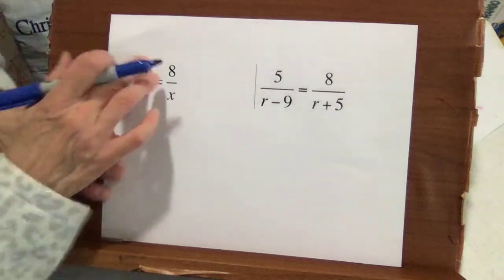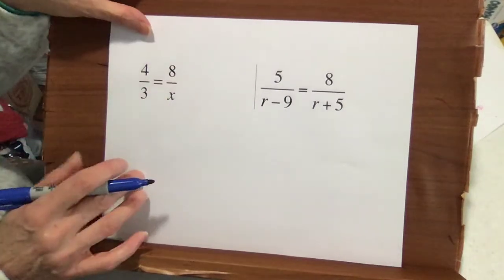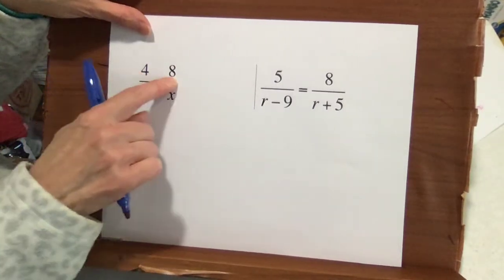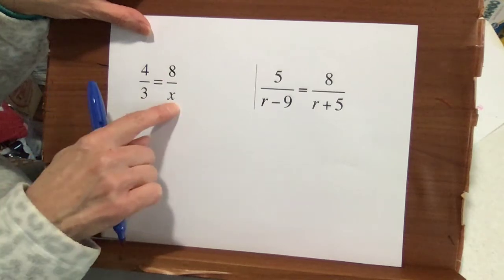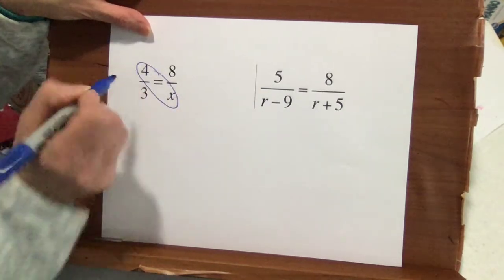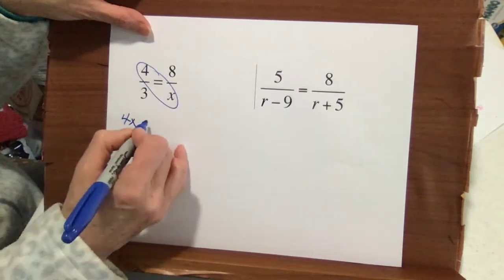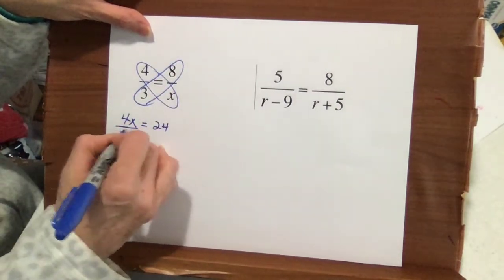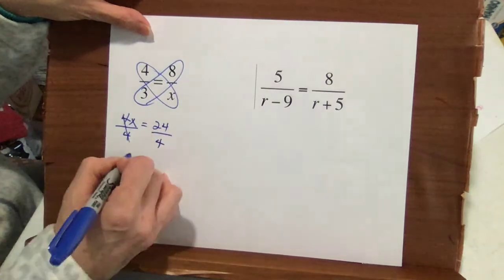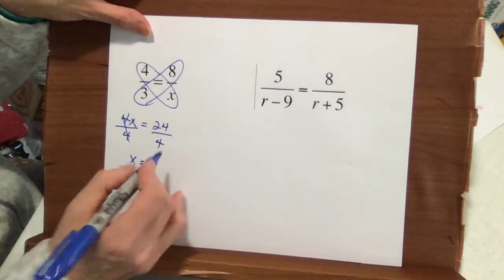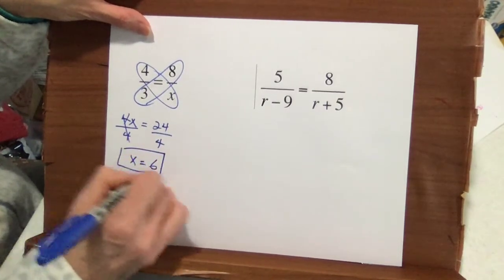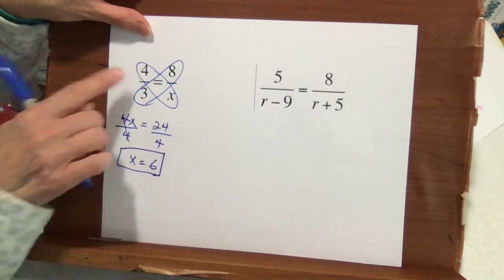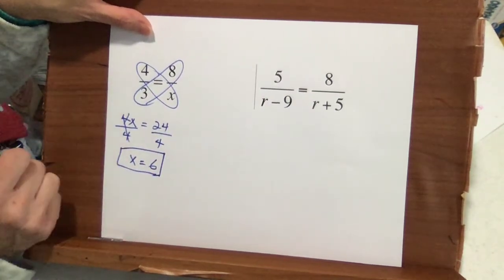2 more problems. 4/3 equals 8 over x. I think that's pretty easy to figure. 4 times 2 gives you 8, so 3 times 2 should be 6, but let's check it out. No guessing, all work, all algebra. So 4x equals 24. Solve for x by dividing by 4, and x is 6. And so our guessing was correct, but our proof is right here.